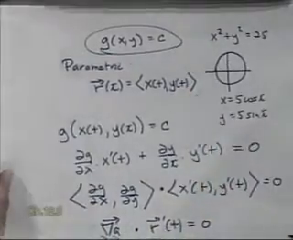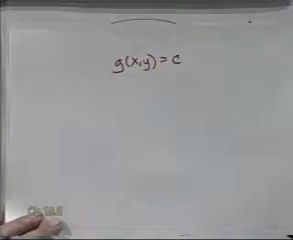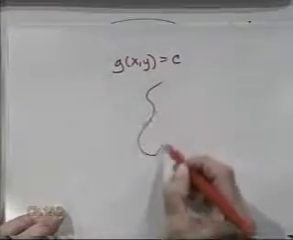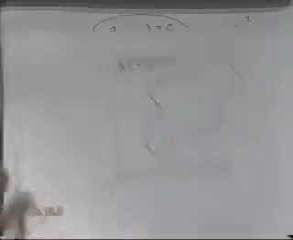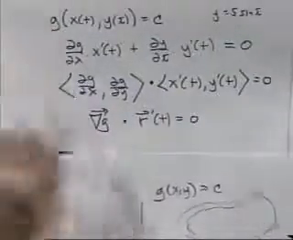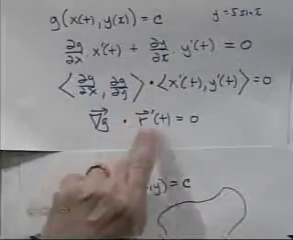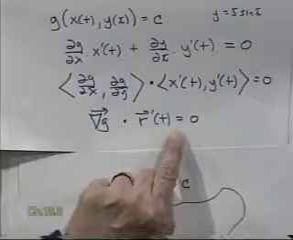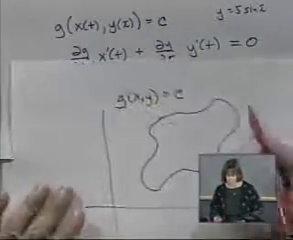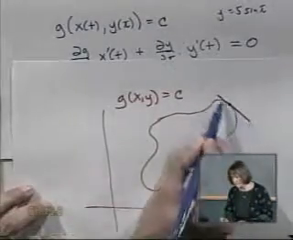What I proved just now is this. If you give me a function g of x, y equals a constant, and that's some curve, in this case in two-dimensional space, what we just proved, and we've done it before, is that the gradient dotted with any tangent vector is 0. Which means that if you give me a particular point on the curve, the tangent vector goes this way.